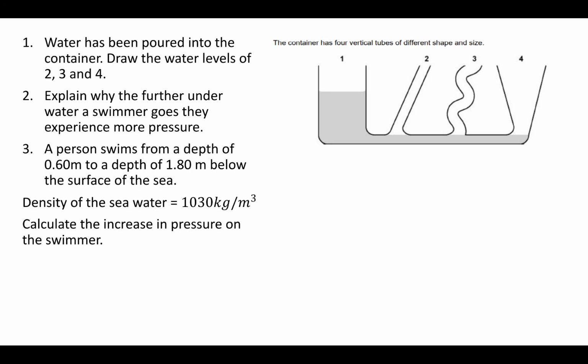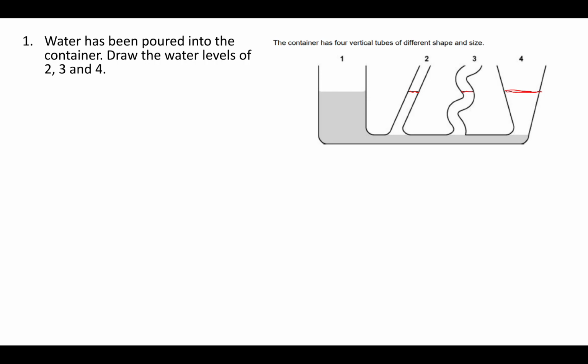So number 1, water has been poured into the container. Draw the water levels of 2, 3, and 4. So as you probably realised, for the first one, the water depths would all be identical, because the shape doesn't really matter when it's coming to the pressure of the water. The pressure of the water will be the same at all points.